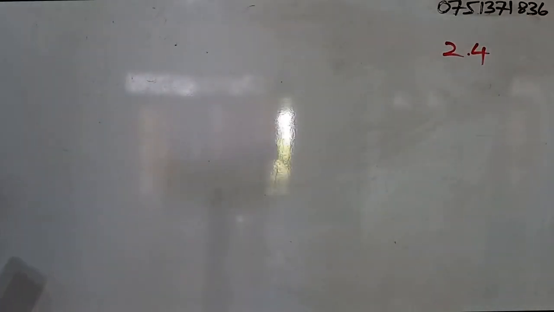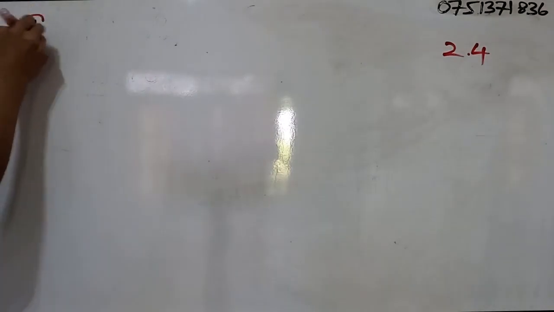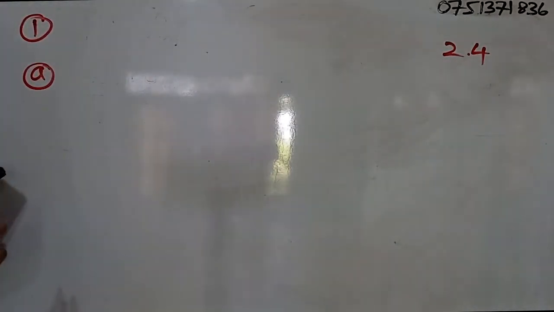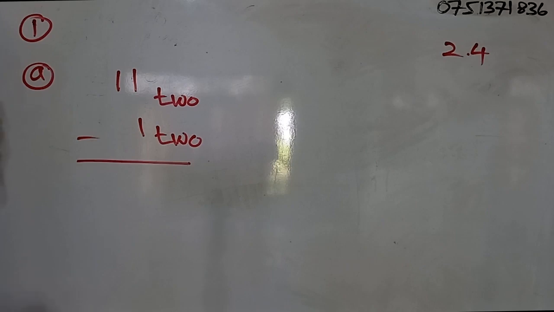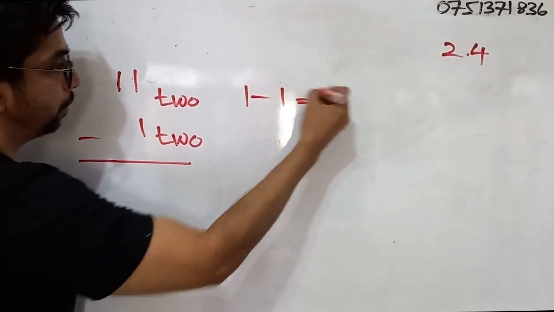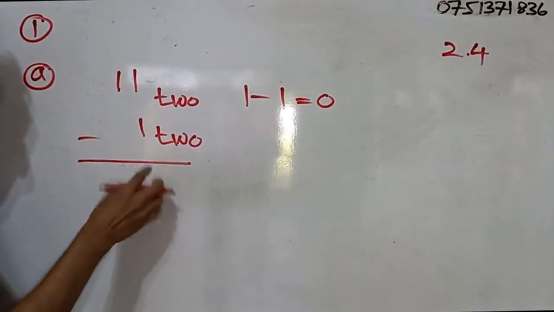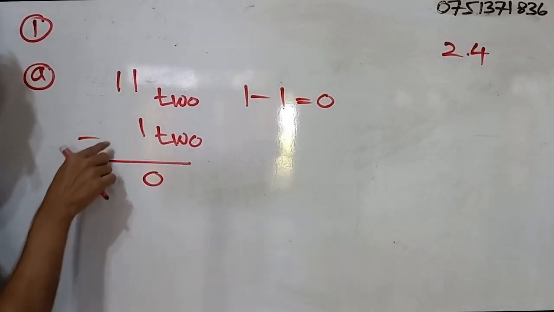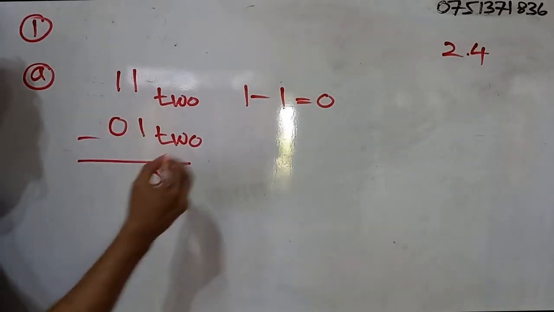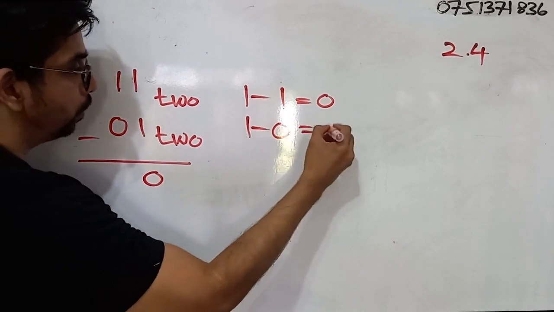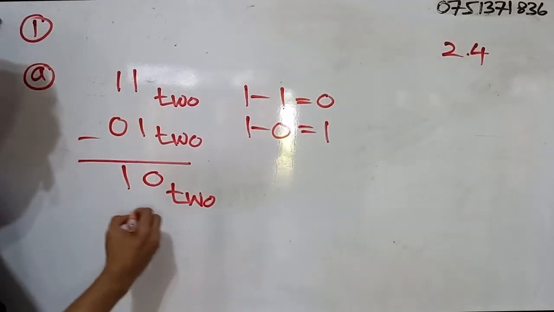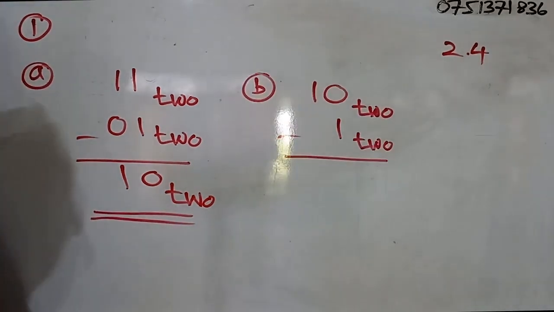Right. Exercise 2.4. Question number 1. Find the value. Under that, simple A. So what do we have? Right. So here we have to do a subtraction. Right. So 1 minus 1, that means 0. 1 minus 1, that means 0. Right. So here there is no number, so we can put a 0 there as a placeholder. So 1 minus 0, that is 1. Don't forget to mention the base, which is 2. So this will be the answer.